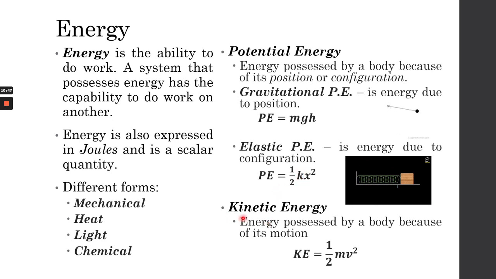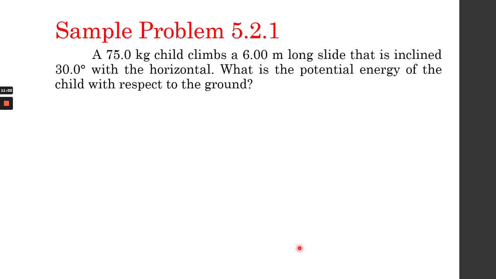And lastly, we have kinetic energy, which is the energy possessed by a body depending on its motion. So nakadepende siya sa kung gaano kabilis yung motion. The higher the speed is, so mas mabilis yung object, mas mataas yung kinetic energy niya. Now let's try these sample problems in order for us to apply what we have learned about potential energy, specifically gravitational and elastic, as well as kinetic energy. So let me just use my pen.